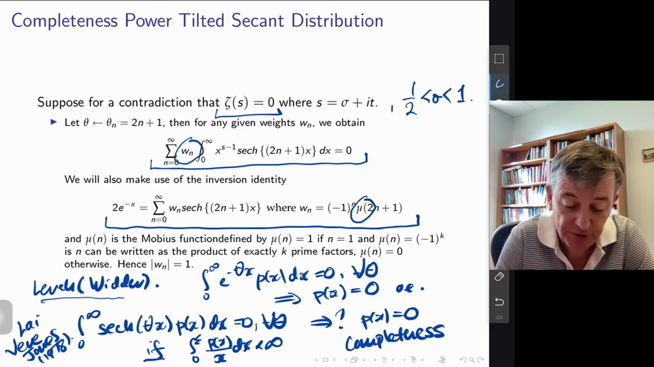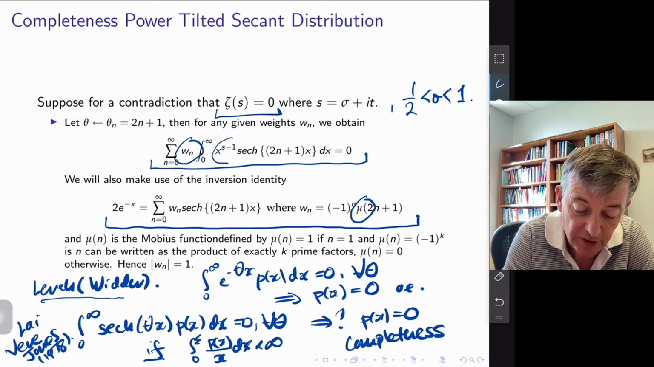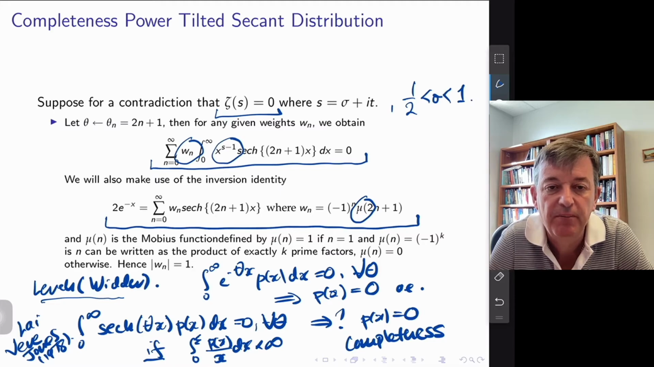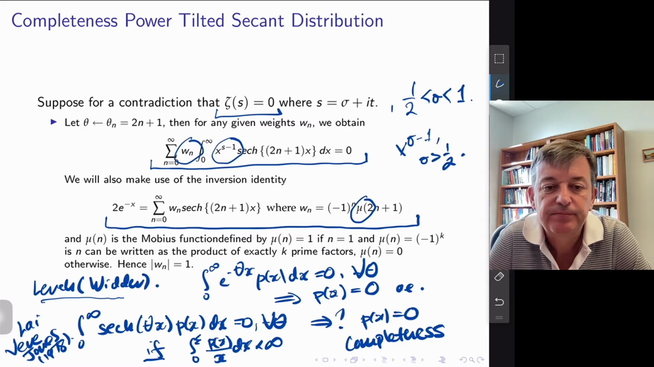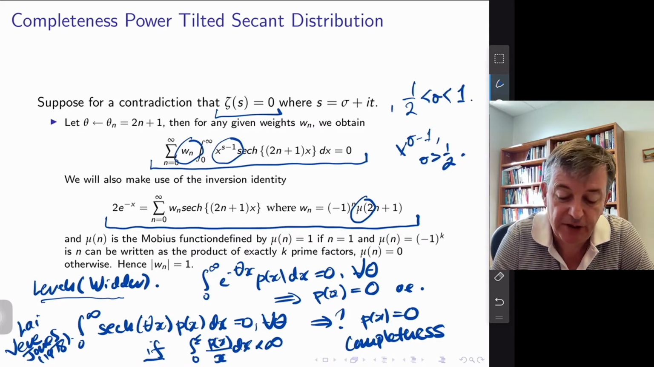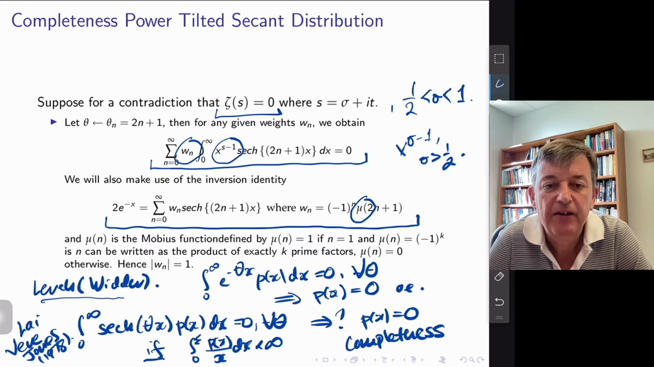Now in our case we also have the power tilted version of the hyperbolic secant. So remember that we also have to add in an extra term x to the sigma minus 1, where sigma is greater than a half. Okay, so that's the idea of completeness. Suppose for a contradiction it's got a zero off the line, then we know that we've got this big sum of integrals must be equal to 0.